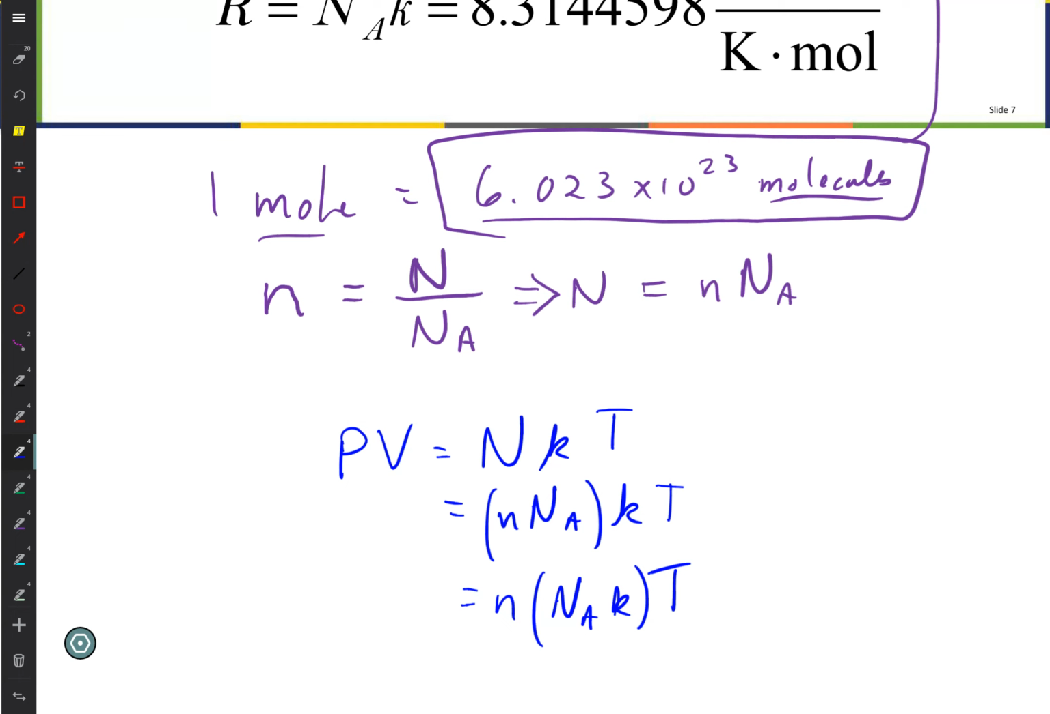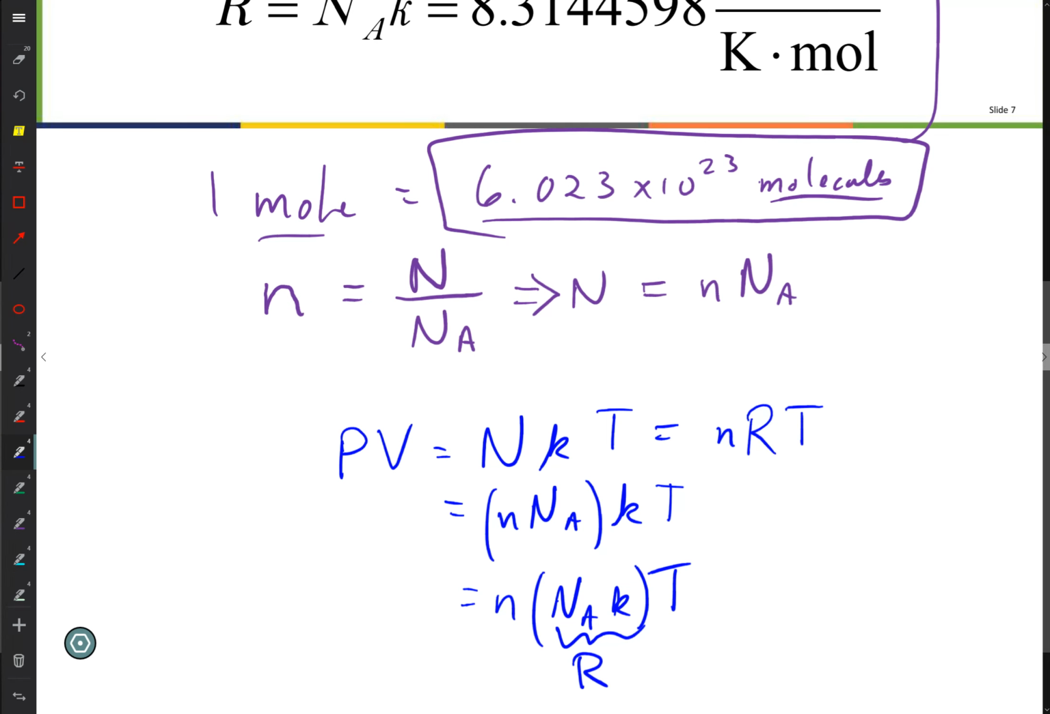And so the constant R you're used to using is just Avogadro's number times the Boltzmann constant. So it's simply a combination of two constants to get another constant. So it's perfectly correct to write the ideal gas law either way: PV equals capital N kT or lowercase n RT. It is very important to distinguish that a lowercase n means the number of moles and a capital N means the number of molecules.